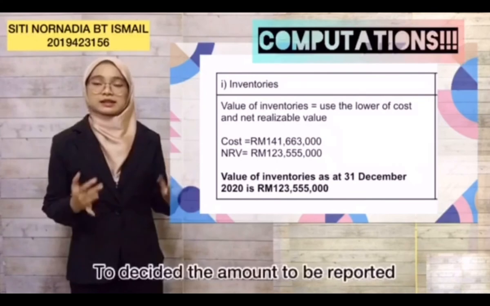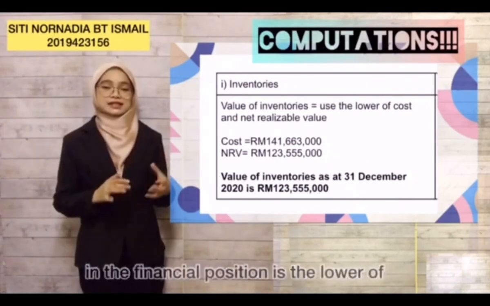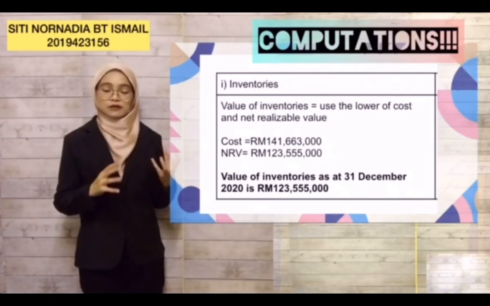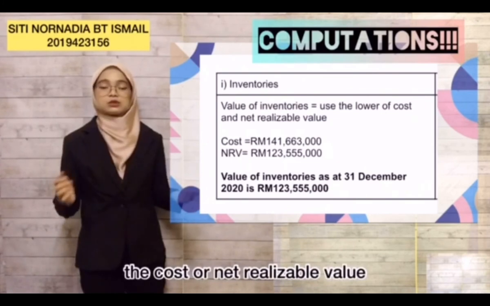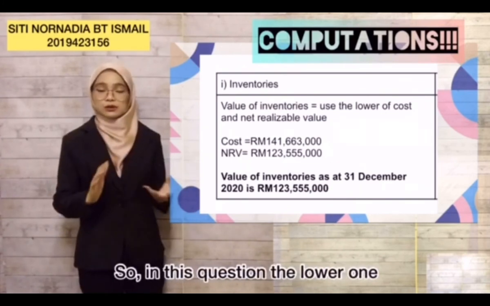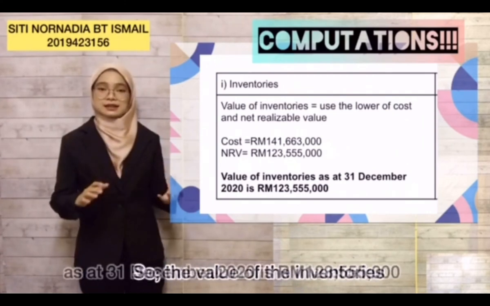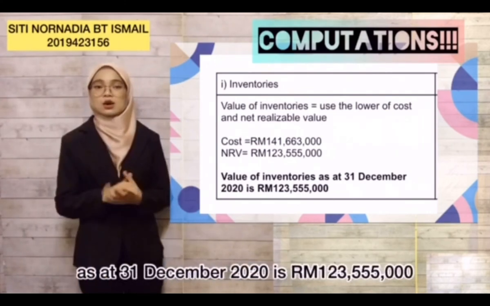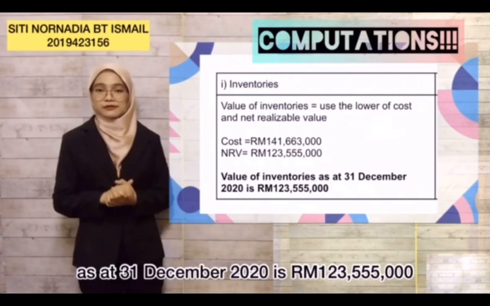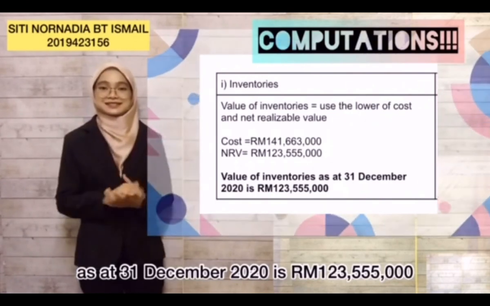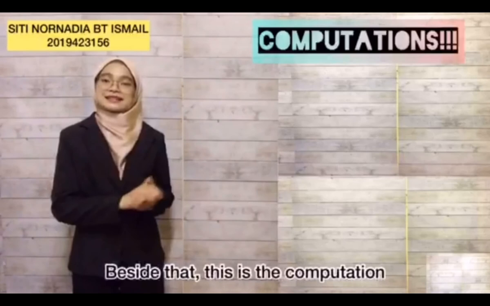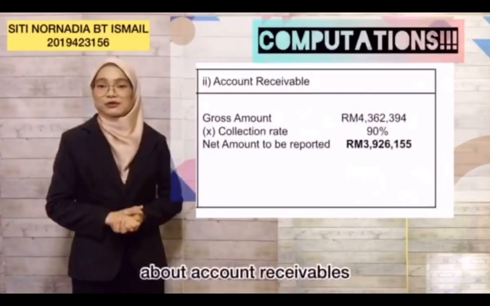To decide the amount to be reported in the financial position, it is the lower of the cost or net realizable value. So in this question, the lower one is the net realizable value. So the value of inventory as at 31st December 2020 is 123,555,000. Besides that, this is the computation about account receivable.